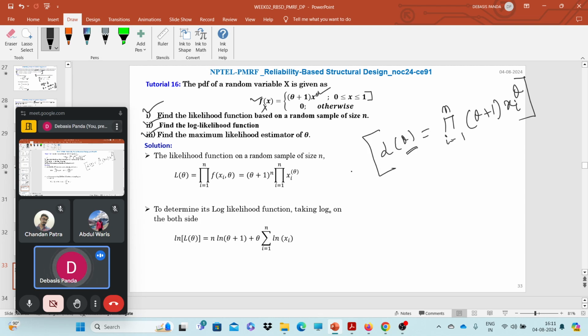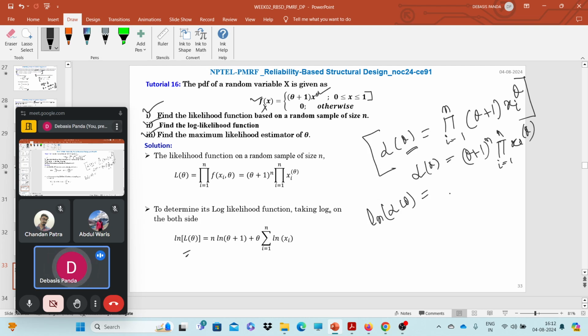So take log on both sides. If we take log on both sides, what will we have? L of theta will become... here we can simplify this pi operator. If we simplify this, what will happen? Theta plus 1 comes outside the pi operator, to the power n, so that times that thing gets multiplied, and within the pi operator we have x_i to the power theta, and this is our likelihood function.